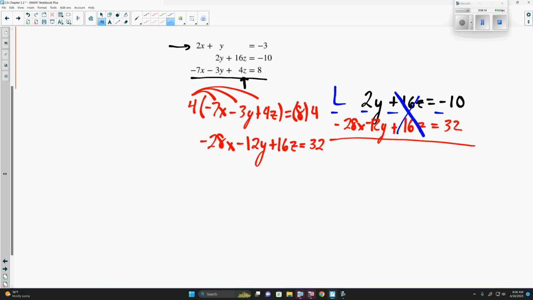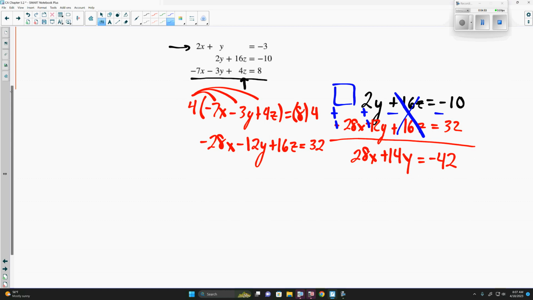Now for x, because we don't have anything here, we just have our negative, negative, and our negative, negative does make a plus, giving us 28x. Our next spot, 2y minus negative 12y. Well, the negative, negative makes a plus. 2y plus 12y is plus 14y. Our 16z minus 16z is 0. And lastly, negative 10 minus 32 is negative 42. Any questions on this so far?